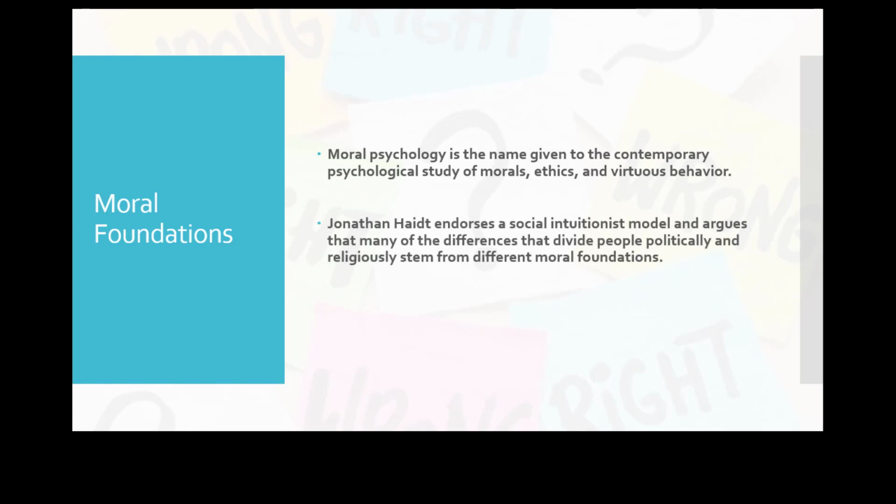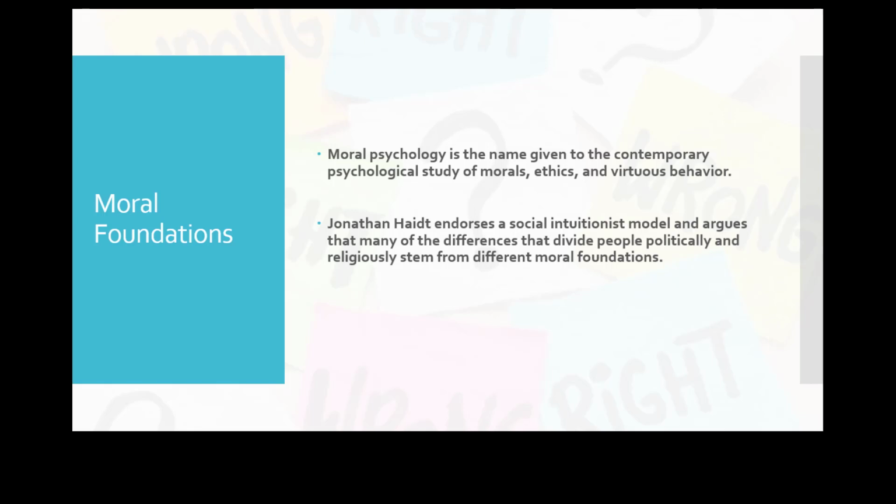Jonathan Haidt endorses a social intuitionist model and argues that many of the differences that divide people politically and religiously come from these moral foundations. This social intuitionist model is kind of like a reworking of dual processing theory, and type 1 thinking in this model is presented in the intuitionist approach. The intuitionist approach deals with individuals making decisions based on emotion and intuitive responses to situations.